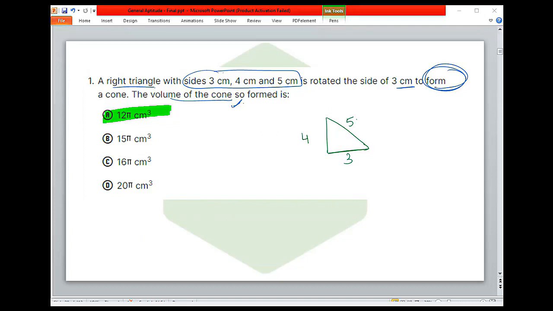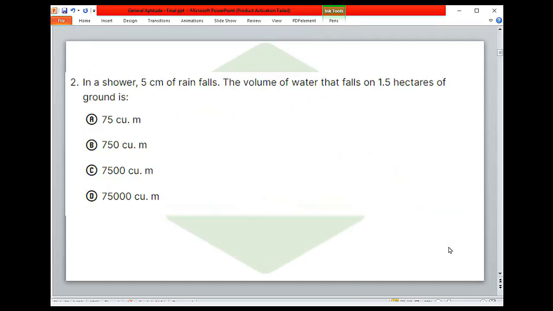Right? One more question for you all. This is the next question. In a shower, 5 centimeter of the rain falls. Find the volume of the water that falls on 1.5 hectare of the ground. You need to find out how much water would be falling on 1.5 hectare of the ground. These are all new questions. Okay, so it's good that you give trial to these questions again and again.